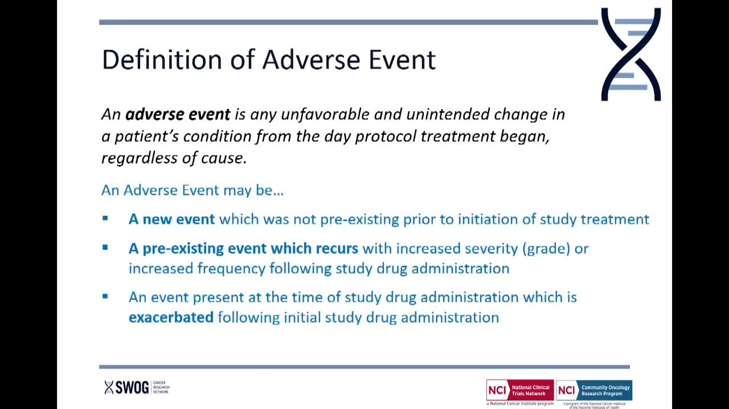First, what is an adverse event? The SWOG CRA manual defines an adverse event as any unfavorable and unintended change in a patient's condition from the day that protocol treatment began, regardless of cause. An AE might be new, meaning it was not pre-existing before starting study treatment. It might be a pre-existing event that recurs with increased severity or frequency, or it might be something that was present at the time of study drug initiation, which was exacerbated following study drug administration.